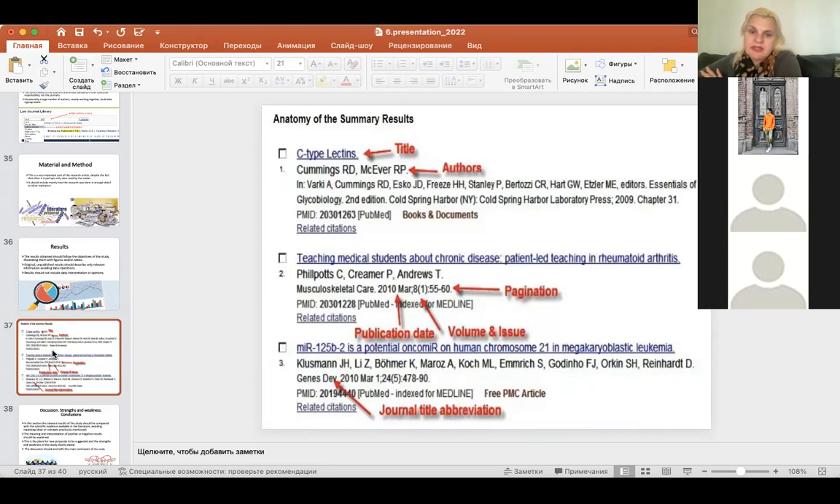Anatomy of summary results. You can see a screen of searching information, and this structure, like a structure of references. This presentation isn't a full presentation of the structure of articles, and we will talk about this. It's very, very important because it helps you. It will be a plan of your action.